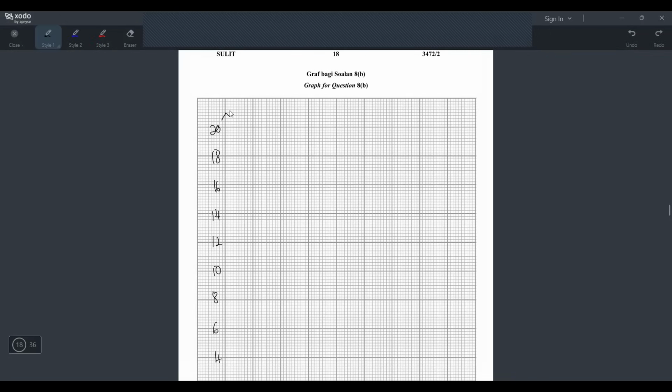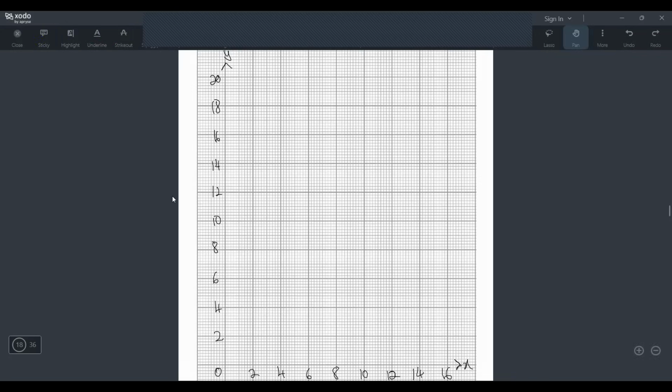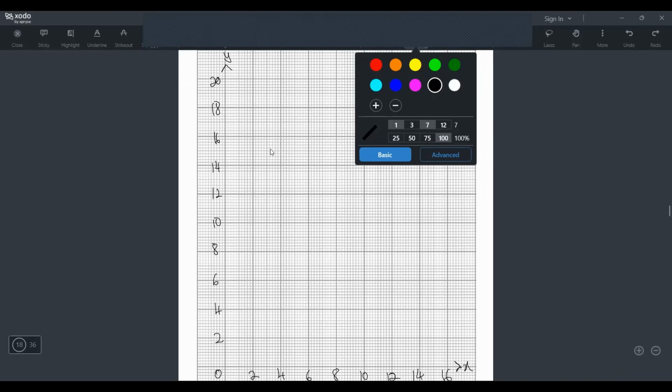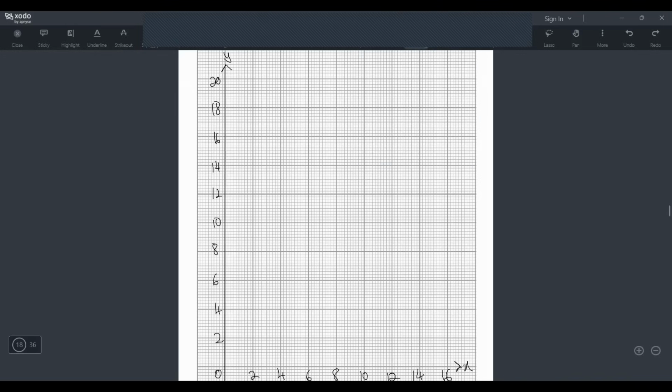Okay, and then this is Y, and the bottom one is X. Let's draw the axes. So this is the line, and then the other line. And then we can plot our first line. If I'm not mistaken, my first line is 0, 16 and 16, 0. So I can straight away use my ruler to draw the line like this, and it's done. That's my first line. Don't forget to label.